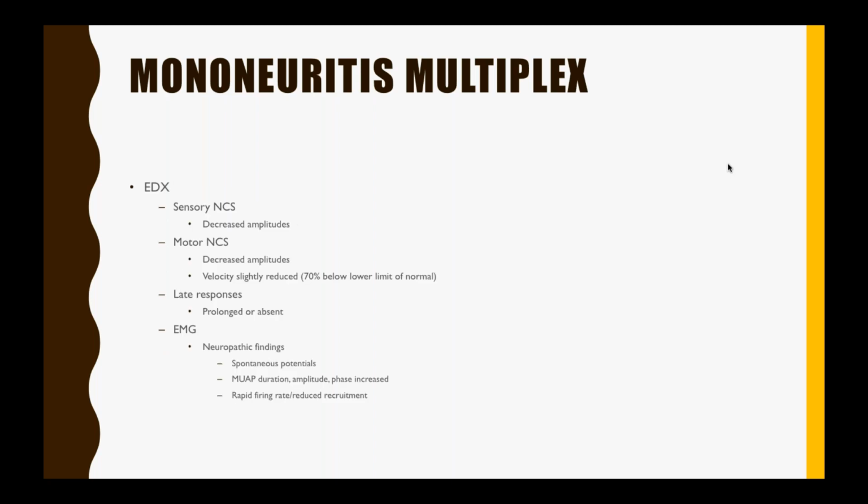The electrodiagnostic criteria for mononeuritis multiplex: typically these patients will have decreased amplitude of the sensory nerves and decreased amplitudes of the motor nerves. The velocities may be slightly reduced, around 70% below the lower limit of normal. Remember, the velocities of the peroneal segments were abnormal, but right below the abnormal threshold. Late responses are typically absent or prolonged in most polyneuropathies, and also with mononeuritis multiplex.